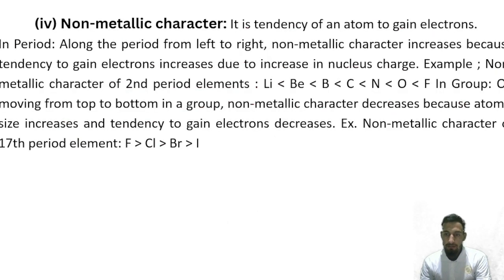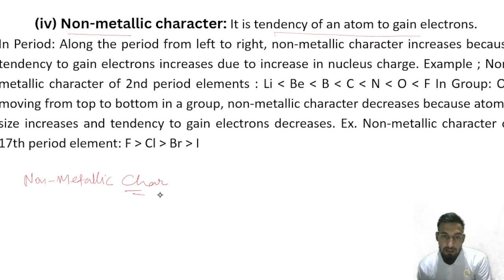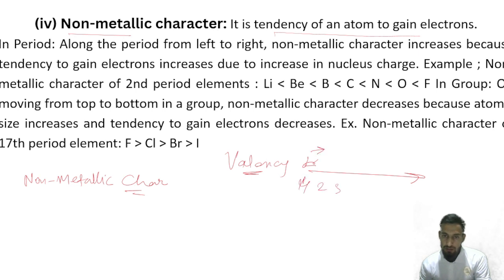Now moving on to non-metallic character. It is the tendency of an atom to gain electrons. It is the opposite of what metallic character is. In non-metallic character, we say that it is the tendency of gaining electrons. Since it is the tendency to gain electrons, we see in the valency that when we move along the period, the first elements have the tendency to lose electrons and hence they have valency of positive 1, 2, 3, 4, and then it decreases down to 4 from 3 to 1 and 0.